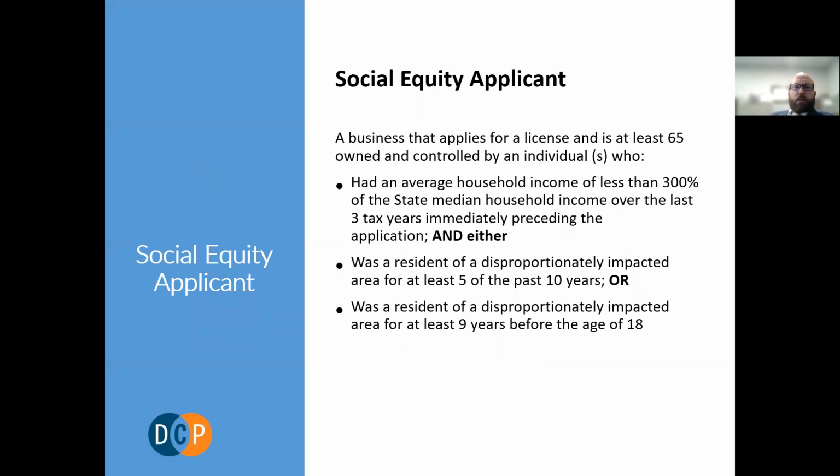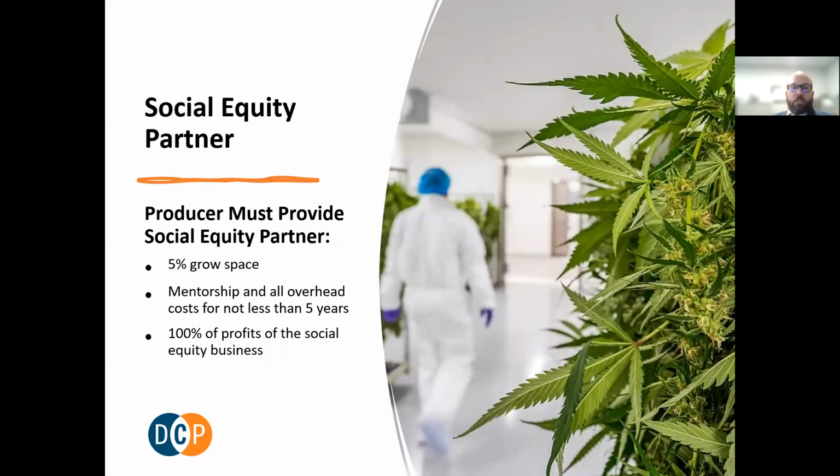The social equity applicant is a business that applies for a license and is at least 65% owned and controlled by an individual who has had an average household income of less than 300% and has either resided in a disproportionately impacted area for at least five of the past 10 years or nine of the last 18. The social equity partner is for producers and a social equity applicant. The producer must provide 5% gross space, mentorship, and all overhead costs for not less than 5 years, and 100% of the profit to the social equity partner.